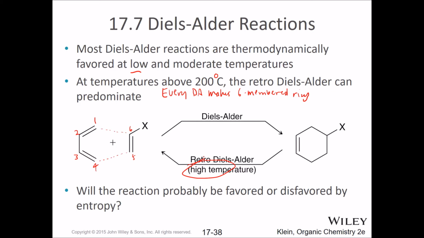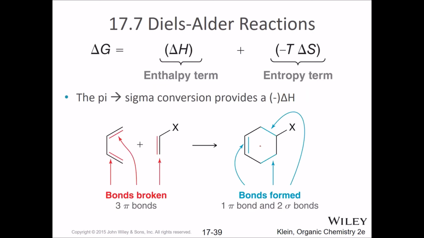Okay, so the next question is, will the reaction be favored or disfavored by entropy? We've got a couple ways to think about entropy, and I've got a couple slides here to talk about that. First of all, remember that the free energy has an enthalpy term and an entropy term. Typically we say dH minus TdS, so we're just taking that minus and putting it over here into the entropy term.